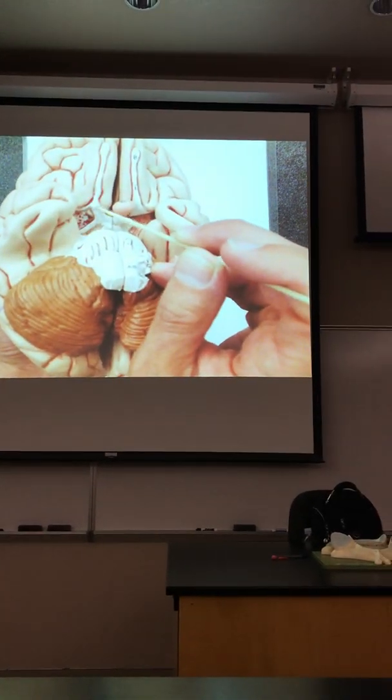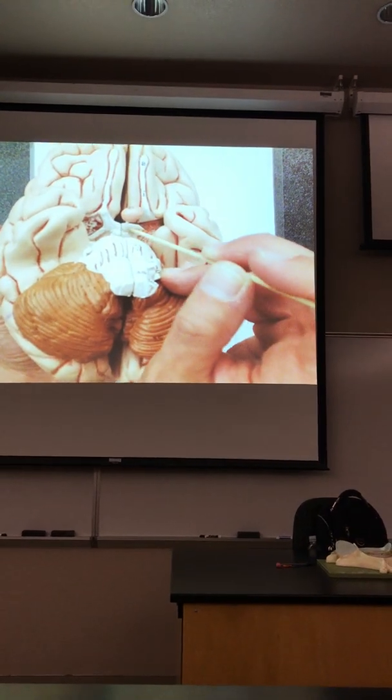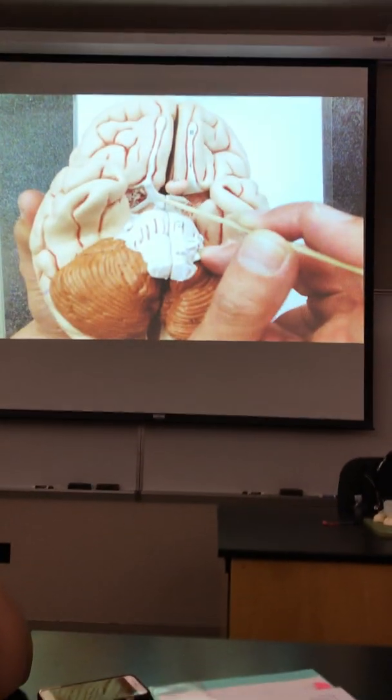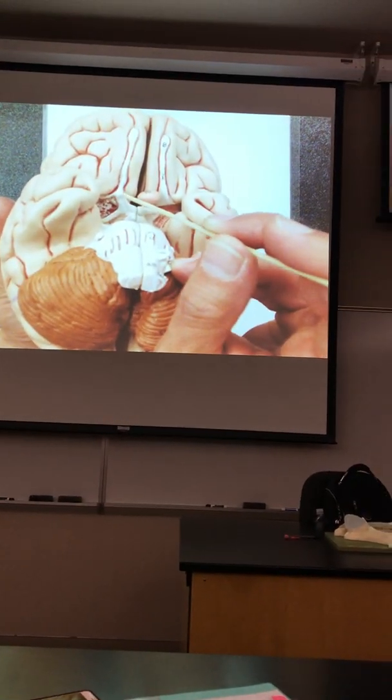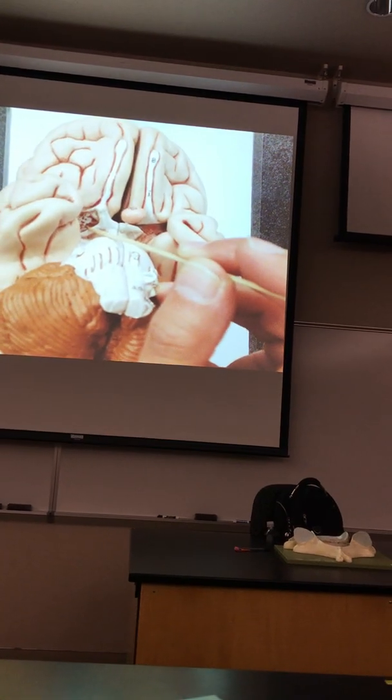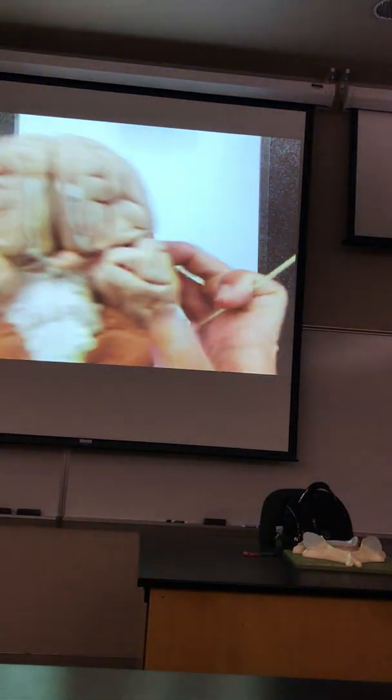Now on this model, optic nerve, chiasma in here, optic tract here. Nerve, chiasma, tract. NCT, does that mean anything to you?